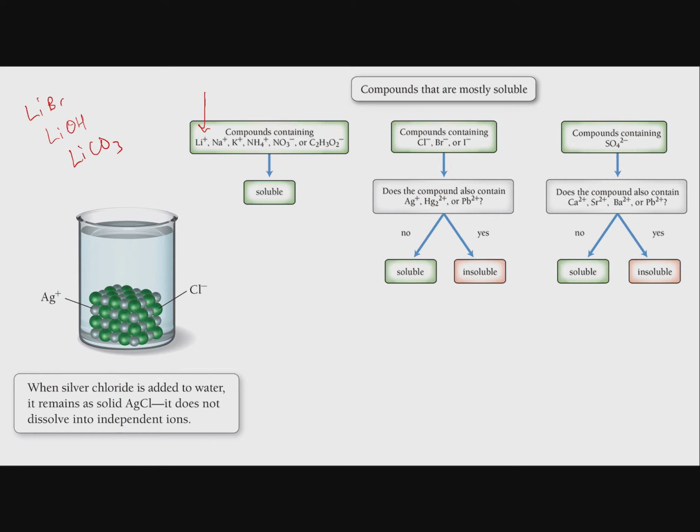Okay. Another compound that we see is soluble is NO3-. Compounds containing NO3- are soluble, so AgNO3 and Pb(NO3)2. These guys would be soluble and would dissolve in water to form strong electrolyte solutions.